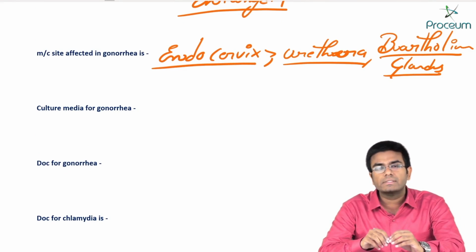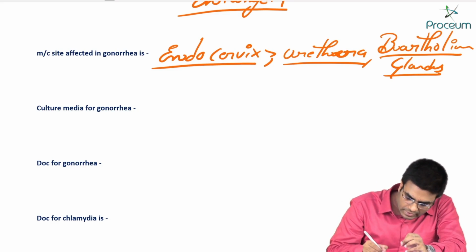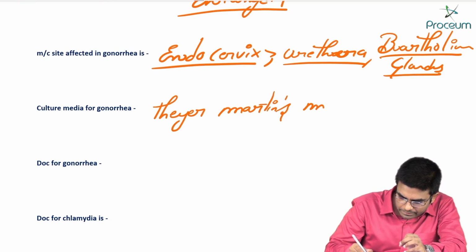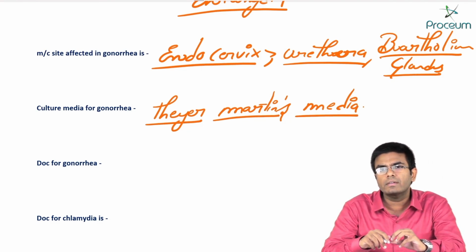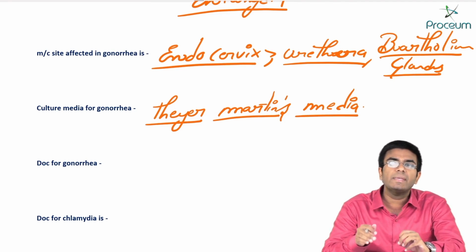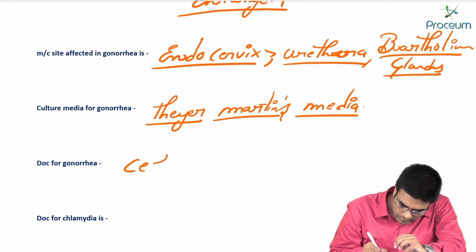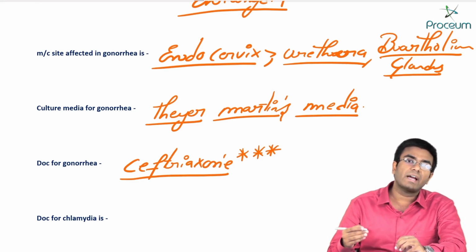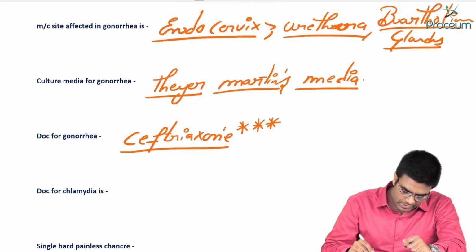Now culture media for gonorrhea, a little bit of a microbiology tie up. If you want to culture gonorrhea, the culture media used is Thayer-Martin media. But if they ask you the transport media for gonorrhea and even meningococci, that is Stuart's media. Please keep the point in mind. Now drug of choice for gonorrhea is ceftriaxone. Very important MCQ, repeatedly asked. That's a third generation cephalosporin. And the drug of choice for chlamydial infections is azithromycin.